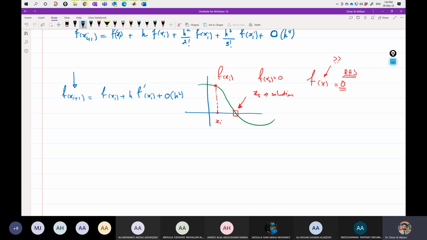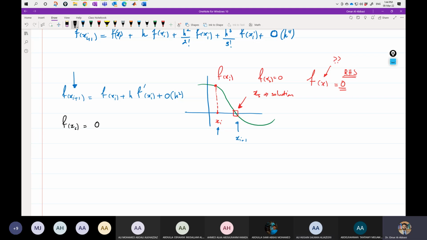Suppose that point is xi, and that point is xi plus 1. Suppose that point was the solution. So I will write it as f at xs, which equals, what does it equal to, guys?